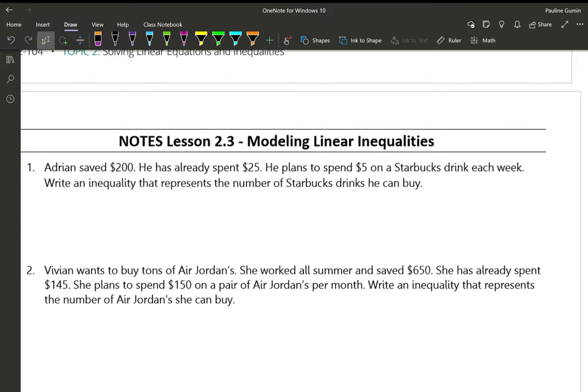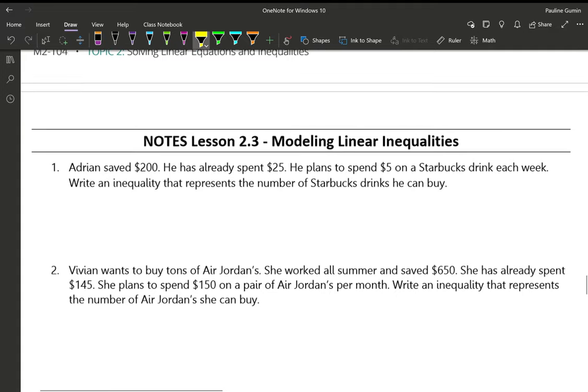He already spent $25. He plans to spend $5 on Starbucks drinks each week. Write an inequality to represent the number of Starbucks drinks he can buy. All right. So let's see what he begins with. It looks like Adrian begins with $200. So I'm going to go ahead and write that down. 200.